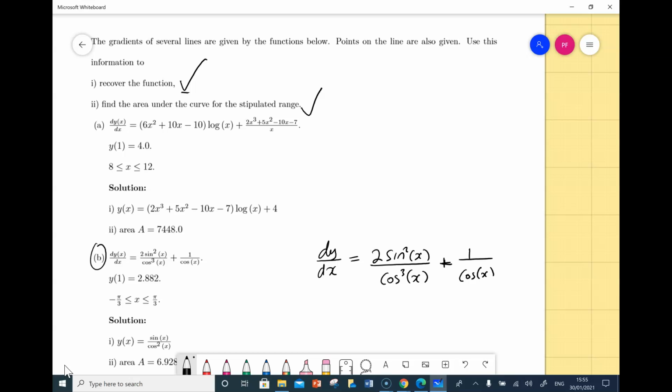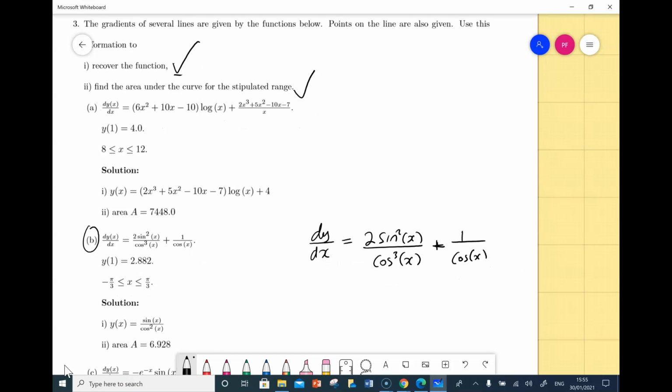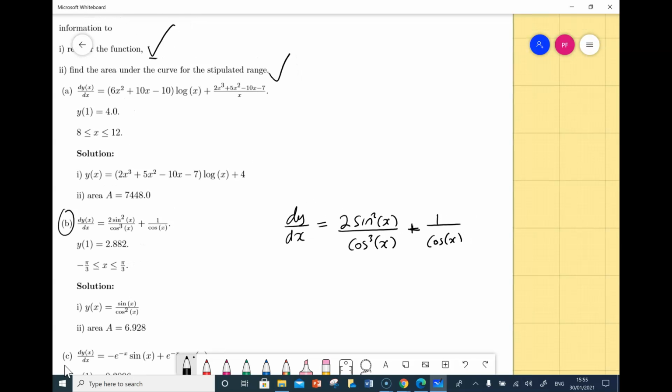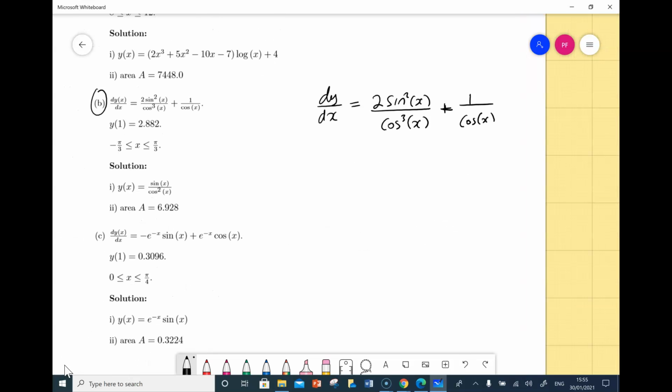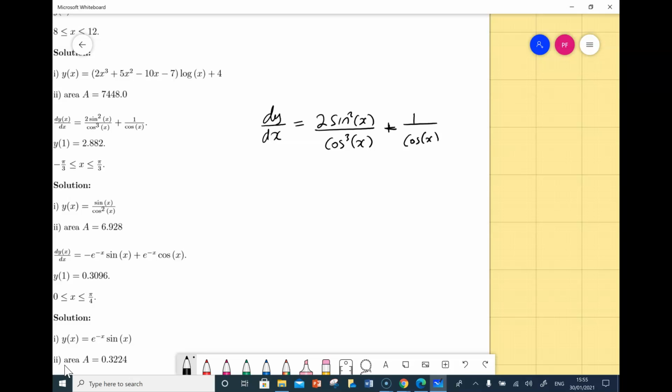It turns out not actually under the restored function. They want us to find the integral, the area under the curve of the function they actually gave us, but we'll address that in a minute. So first thing, recover the function. They want us to do the derivative of this. Before we do that, we've got to bring our dx over: 2 sine squared x over cos cubed x plus 1 over cos x.